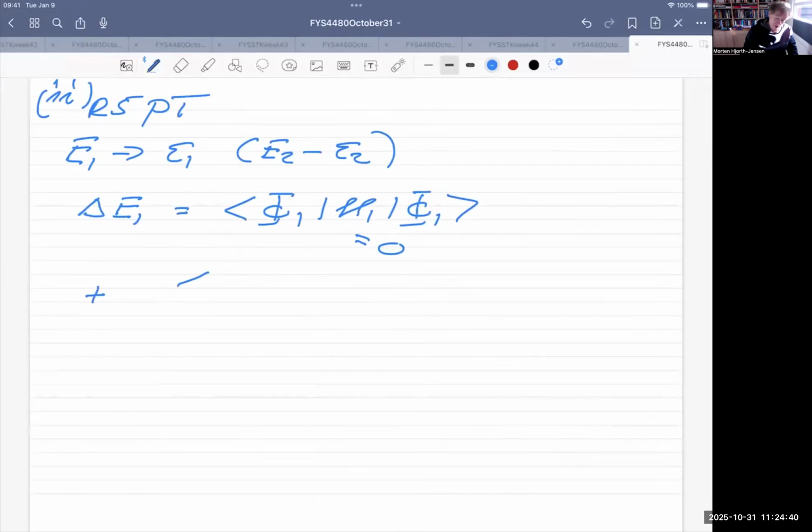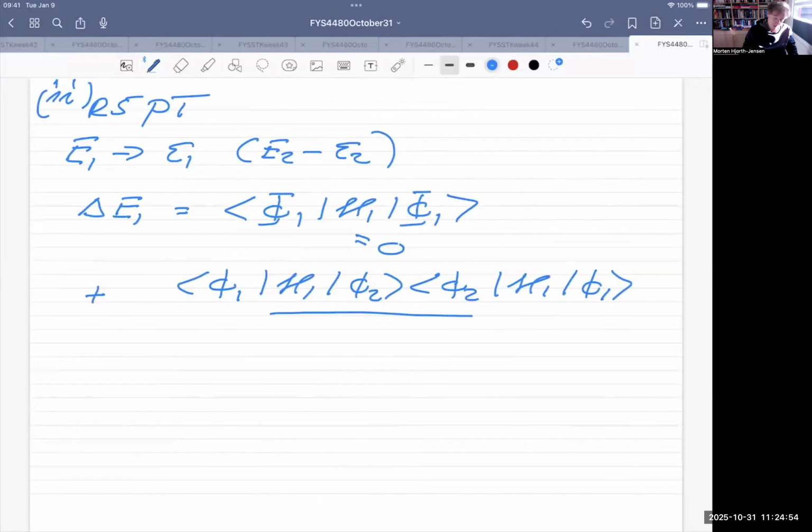But now when I come to second order, I have phi 1, h of I, phi 2, and then phi 2, h of I, phi 1. And this is now divided by epsilon 1 minus epsilon 2. So this is different from the Brillouin-Wigner perturbation theory, because now order by order, we have something which we can calculate exactly. So if I now go to third order, so this was the second order term, I'm going to get something similar to what I had with Brillouin-Wigner, but the terms are going to be a little bit different.